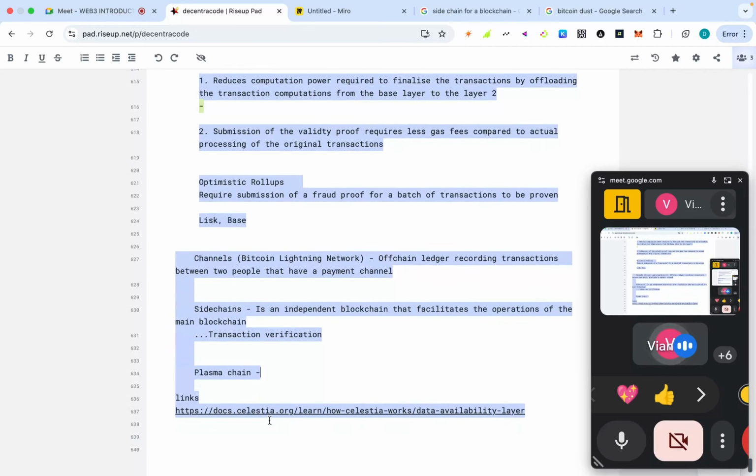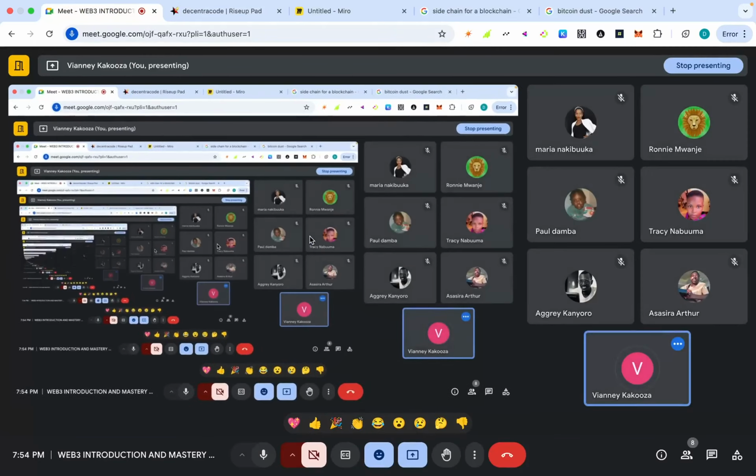Then a plasma blockchain, I'd say it's, yeah, Maria had some idea about it. She actually talked about it earlier. Please help us understand what it is before a plasma blockchain. Okay, just give us your opinion of it.